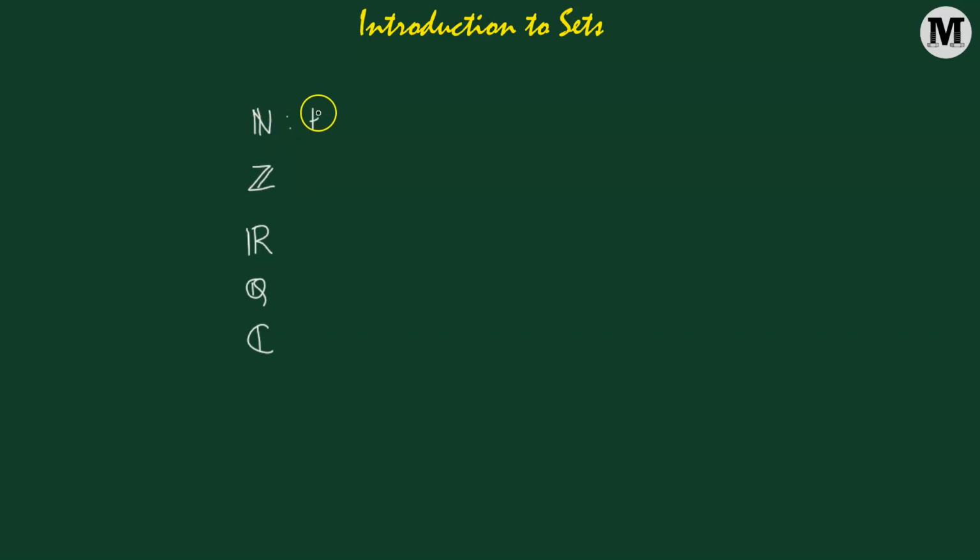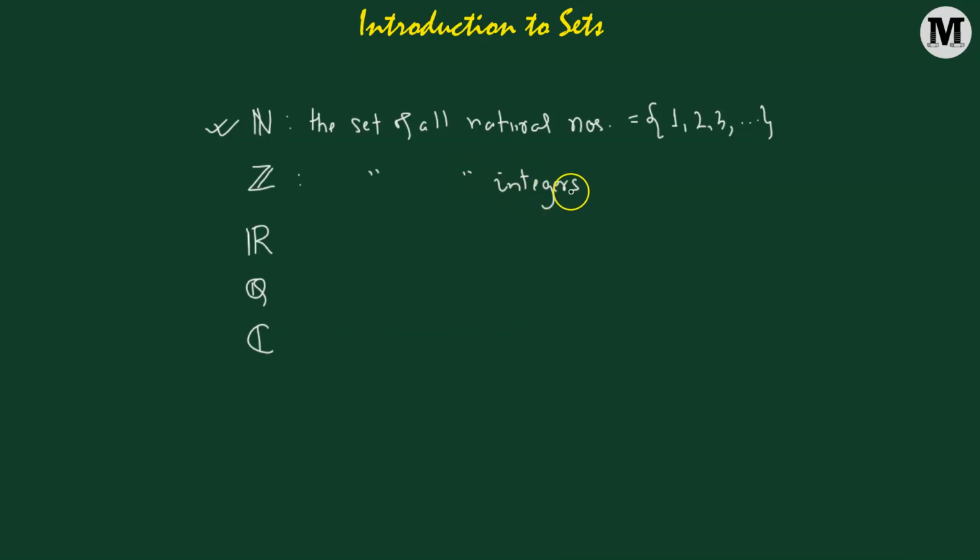N represents the set of all natural numbers. So in a very compact form, we can represent the set of all natural numbers by using this letter N. And if we want to express it in the tabular form, it will be simply 1, 2, 3, dot, dot, dot, enclosed within the braces. Then the Z. The Z represents the set of all integers. The set of all integers will be what? All the negative numbers, let's say -2, -1, 0, then we have 1, 2, and it continues, enclosed within the braces.